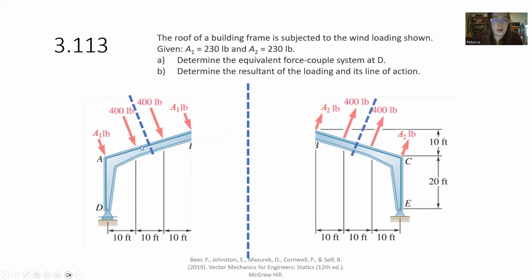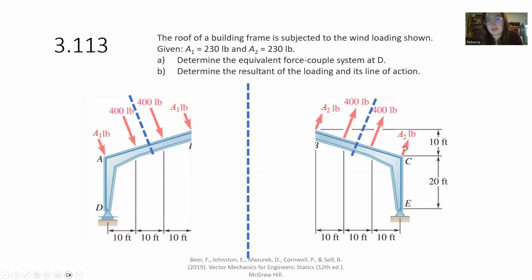So if we look at either side of the new dotted lines, we'll see that we have symmetry, right? On our left image, we have two 400-pound forces going positive x, negative y, and then at an equal distance away, we have two 230-pound forces in the same direction. On our right side, it's pretty similar. The only thing is we have a positive y element rather than a negative y element.